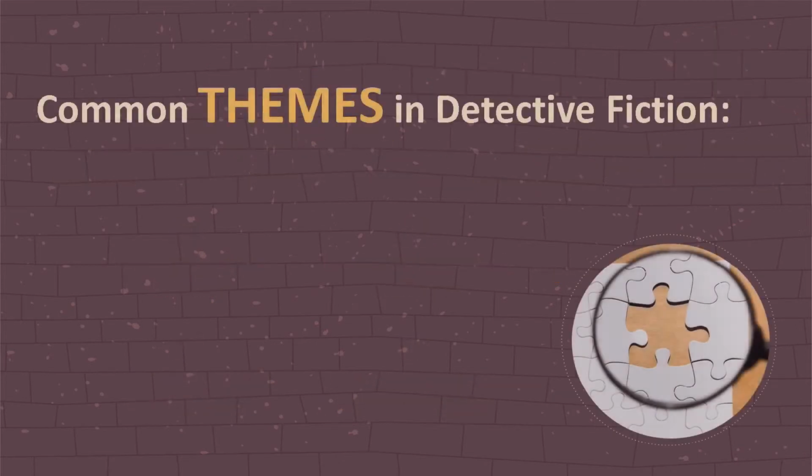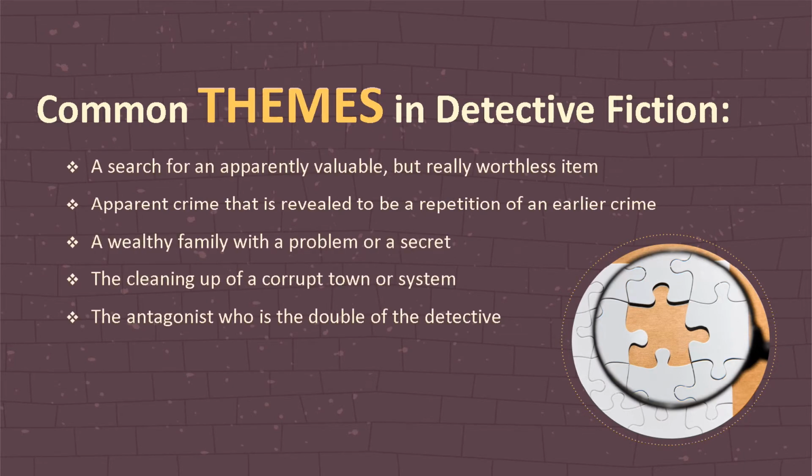Next, the common themes in detective fiction. Some common and revealed themes that are typical in most detective fiction stories are these five. A search for an apparently valuable but really worthless item. Apparent crime that is revealed to be a repetition of an earlier crime. A wealthy family with a problem or a secret. The cleaning up of a corrupt town or system. And the antagonist who is the double of the detective.